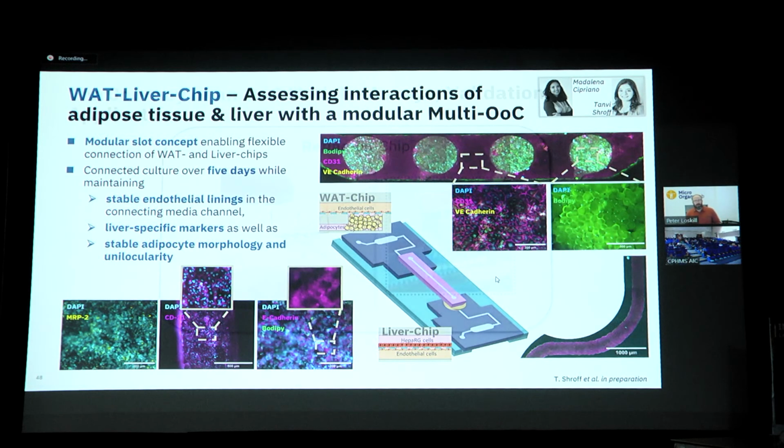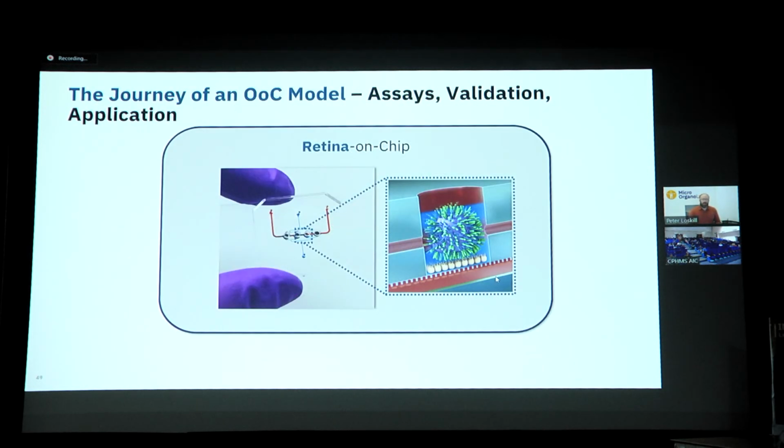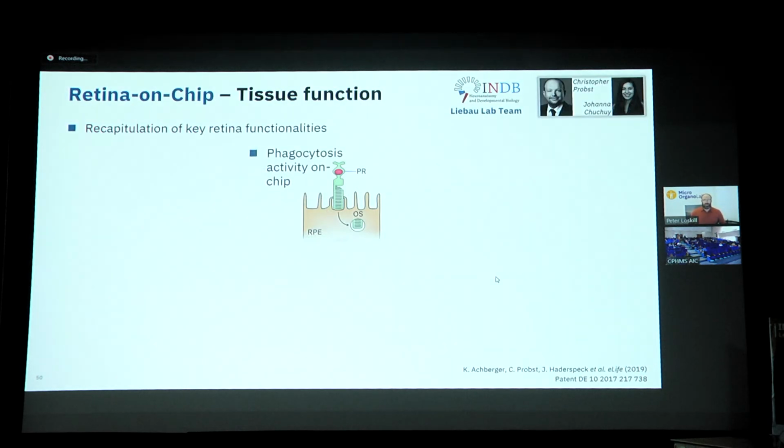All right, the next model I'm going to talk about is our retina on a chip system. In terms of retina, I showed you that we have this physiological complex structure. But how about functionality? One of the key retinal functionalities is phagocytosis activity, because the photoreceptors are constantly exposed to light, and they have to shed their segments in order to maintain vision. And these segments have to be recycled, and they have to be phagocytosed by the RPE.